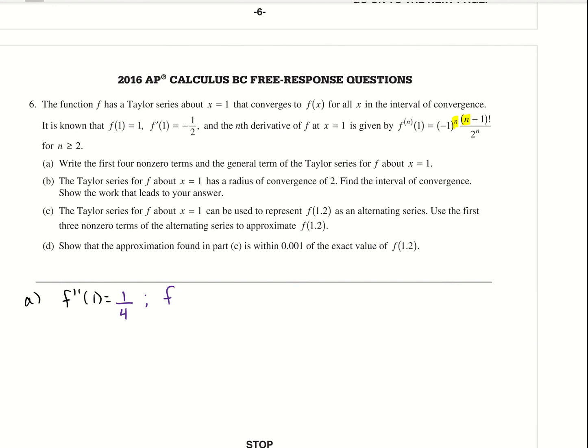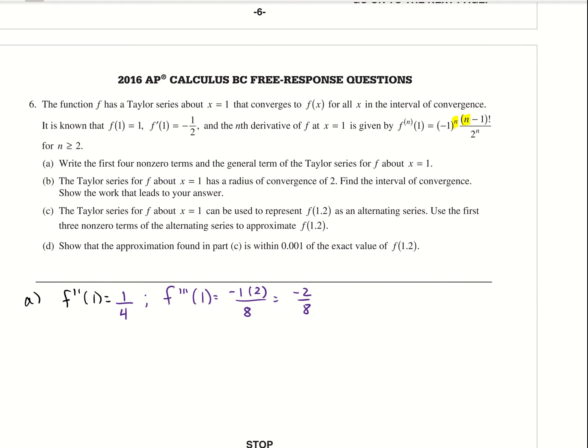So I'm going to continue looking. I'll look at my third derivative, evaluated at 1. So now I'm substituting n is a 3. So since negative 1 is to an odd power, that'll be negative 1 times 3 minus 1 is 2. Factorial is still just 2 over 2 to the power of 3, which is 8. So this is negative 2/8 or negative 1/4 if you prefer reducing, totally up to you.